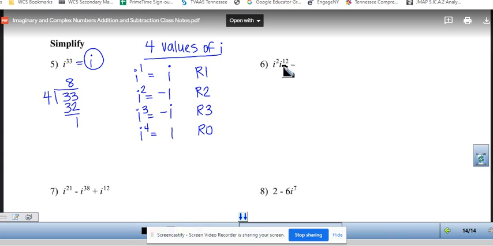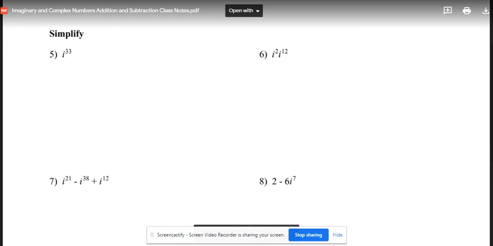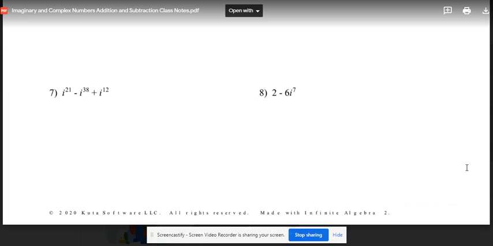In number 6, you're going to need to remember your exponent rules. If you have 2 variables or 2 bases that are the same, you can add the exponents together when they're multiplied. So this is actually i to the 14th power. Now that you've added these exponents, you can divide 14 by 4. 4 goes into 14 3 times with a remainder of 2. So i to the 14th power is -1. I'm going to do one more example, and then I'll have you try number 8.